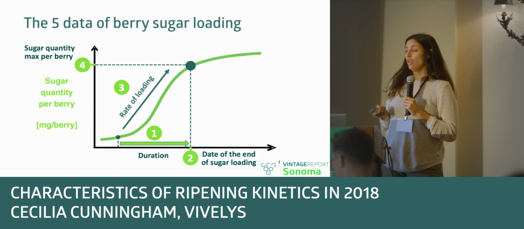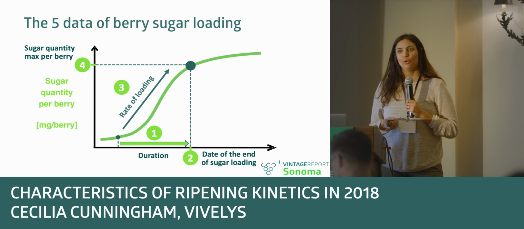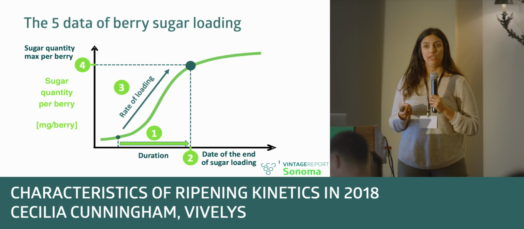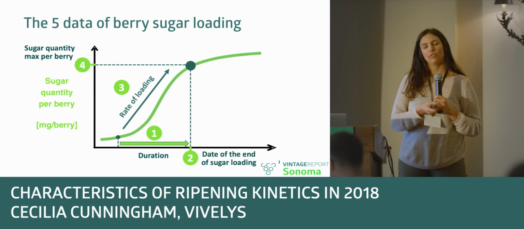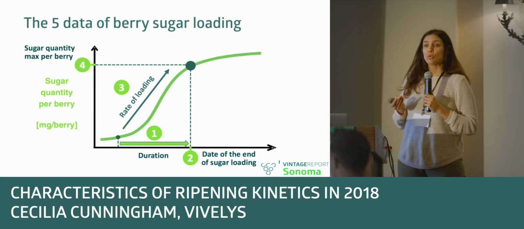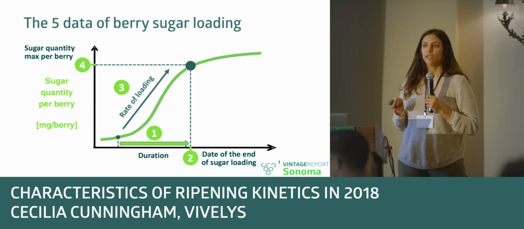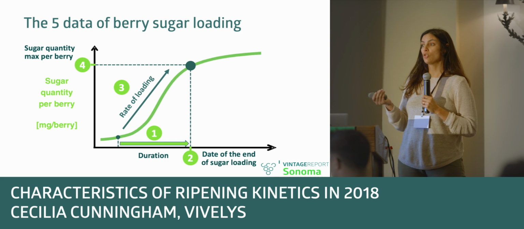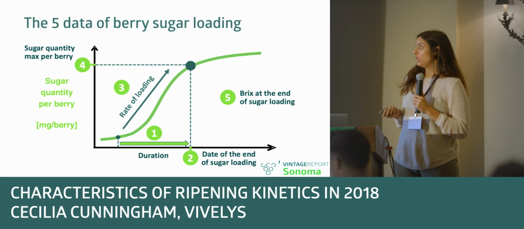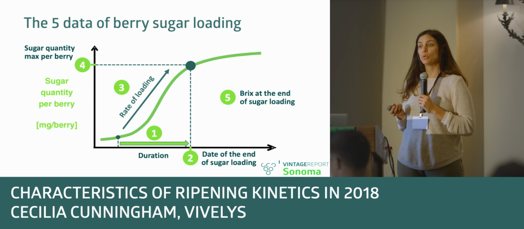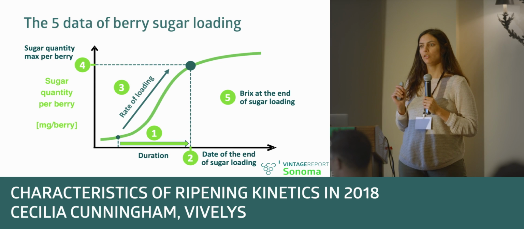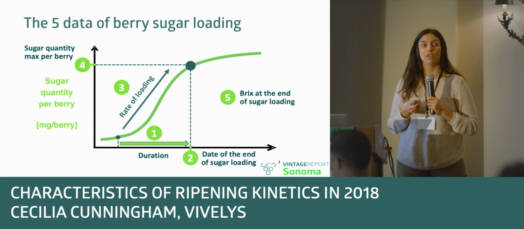For us, the amount of sugar at the end of the sugar load is an important parameter because it's an indicator of quality. We know that it's connected to a lot of other components that Scott is going to present later, but the sugar can give us, in an easy, fast way, a good idea if we will reach a certain potential or not. And connected to this, we have the Brix at the end of the sugar load. That's for sure connected to the amount of sugar per berry, but sometimes it can differ if we have dilution effects and bigger berries.